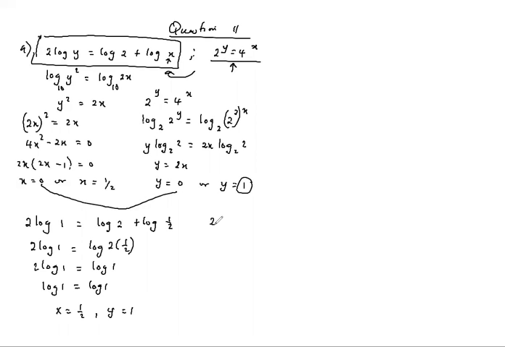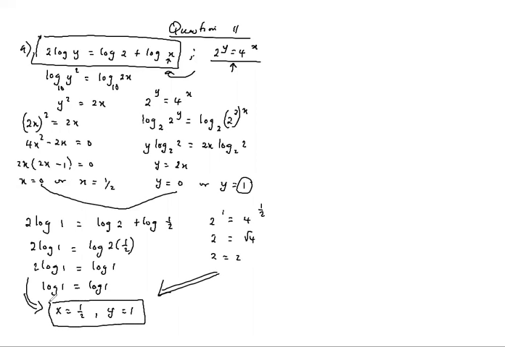2 to the power 1. Is it the same as 4 to the power half? So this is 2 on the left, and this is equal to 4 to the power half, which is 2. So we have 2 is equal to 2. So again, they satisfy both equations. So we discard the other set because it does not qualify for the first equation.